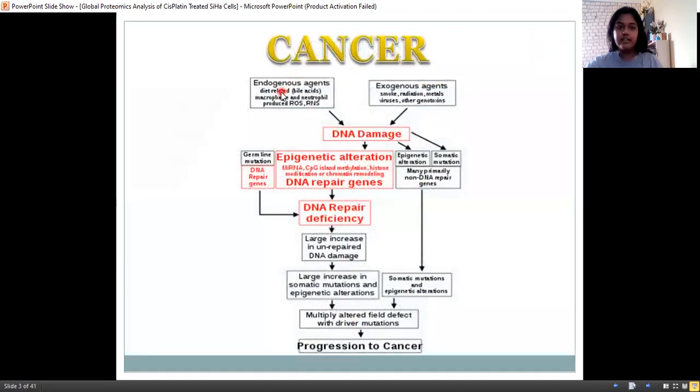So cancer is basically caused by endogenous or exogenous agents, which lead to DNA damage. This can lead to different types of epigenetic alterations, somatic mutations, germline mutations, etc., which basically leads to a deficiency in DNA repair. When there's an increase in the deficiency of DNA repair, that is when progression to cancer occurs.